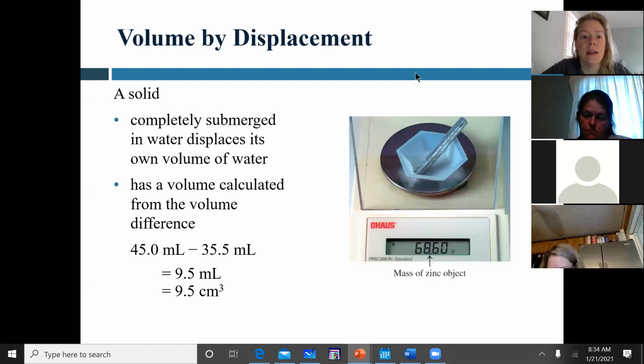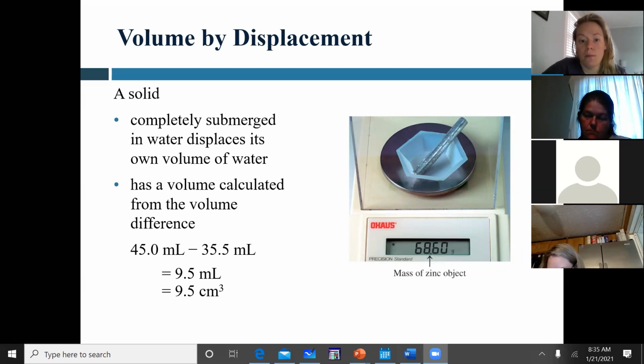So how do we get mass? Mass is usually pretty easy to find. We just stick it on a scale. So this bar here, I put it on a scale and I'd use the mass 68.60. So let's say that this is our mass for the object. If I want to find the volume of an object, specifically the volume of an irregular object, a lot of times we find that by doing this process called displacement.